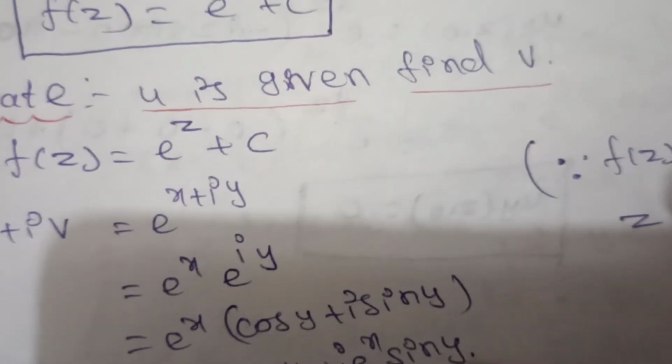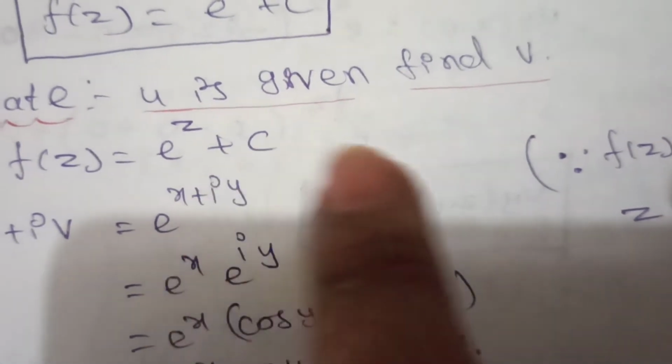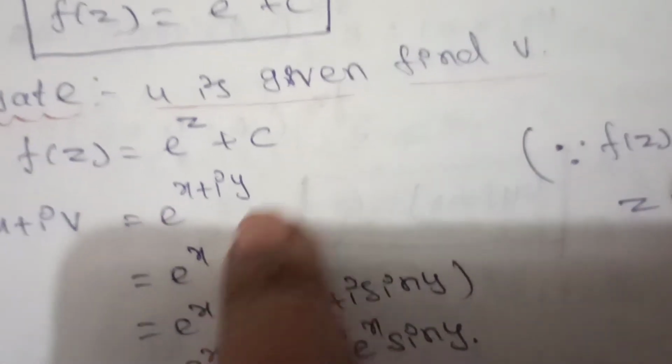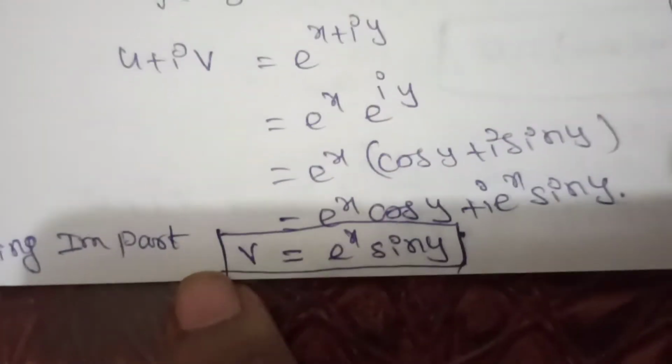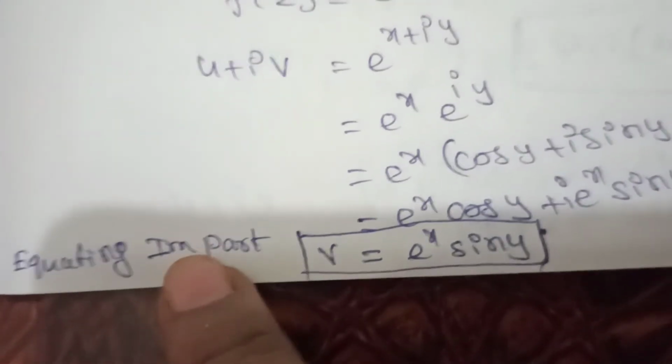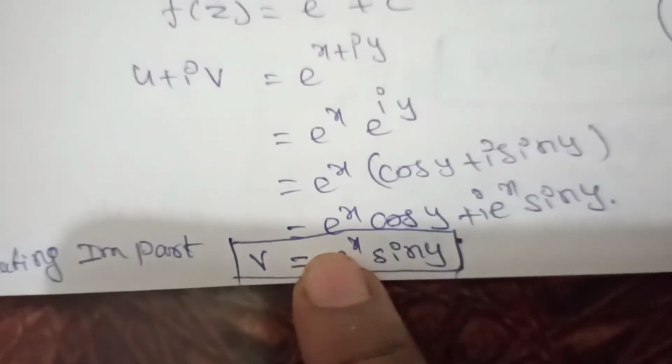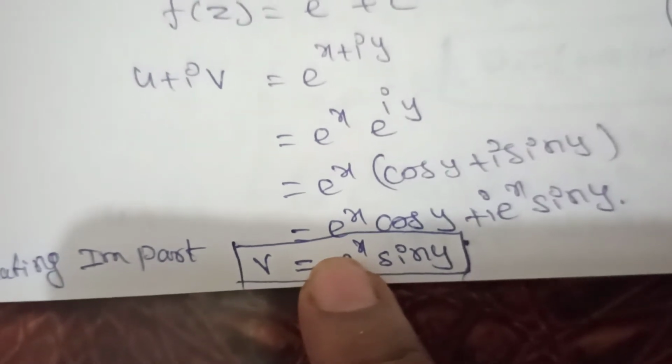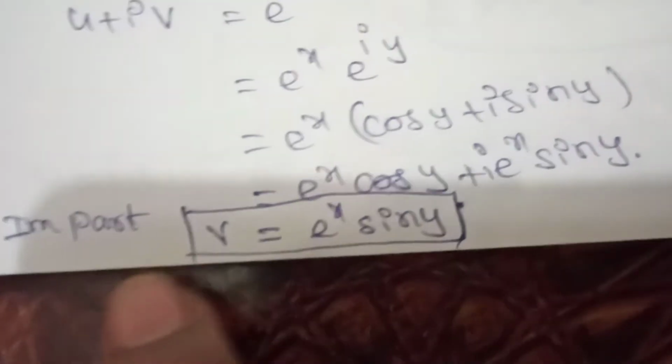Actually, what do we find in the conjugate, u or v? In this problem we find the v value. Finding the v value means using the imaginary part, so we want to find the imaginary part. That is, equating the imaginary part on both sides.